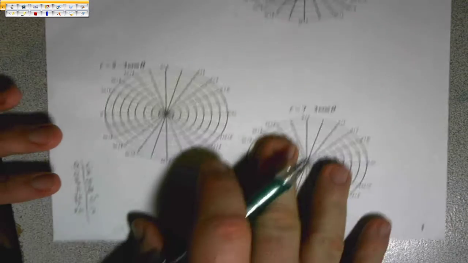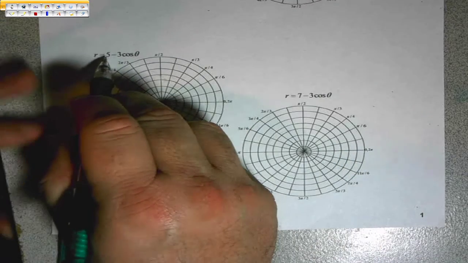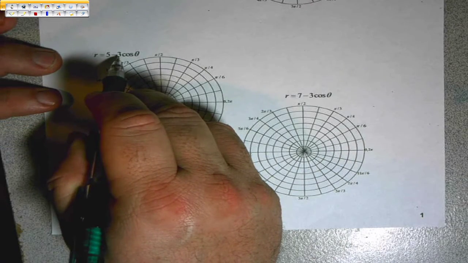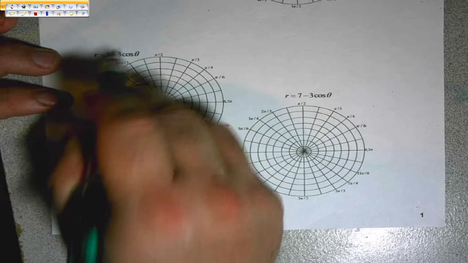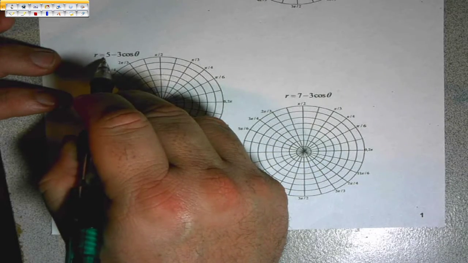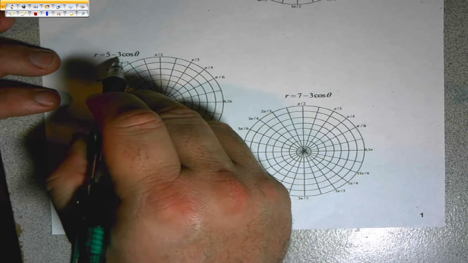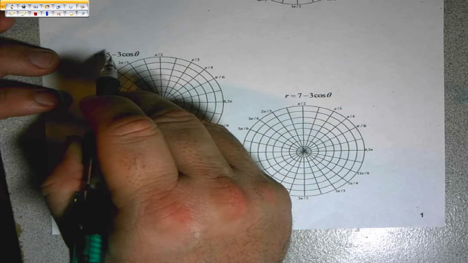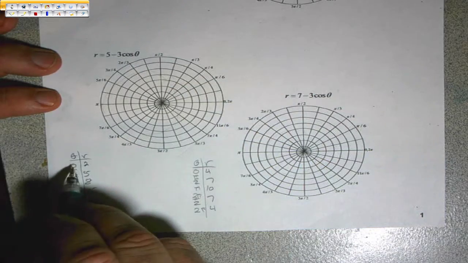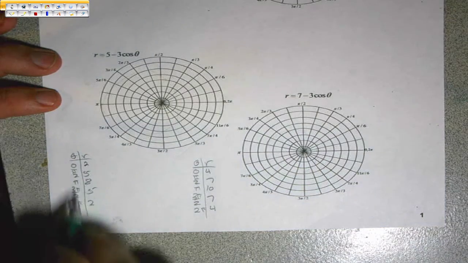All right. 5 minus 3 cosine. Now, when we take 5 minus 3, all the r's are going to be positive. But 5 is not 6 or more. It's not double or more of 3, which means this is going to be a dimpled limacon. So we still go from 0 to 2 pi, double the coefficient, count by pi over 2's.